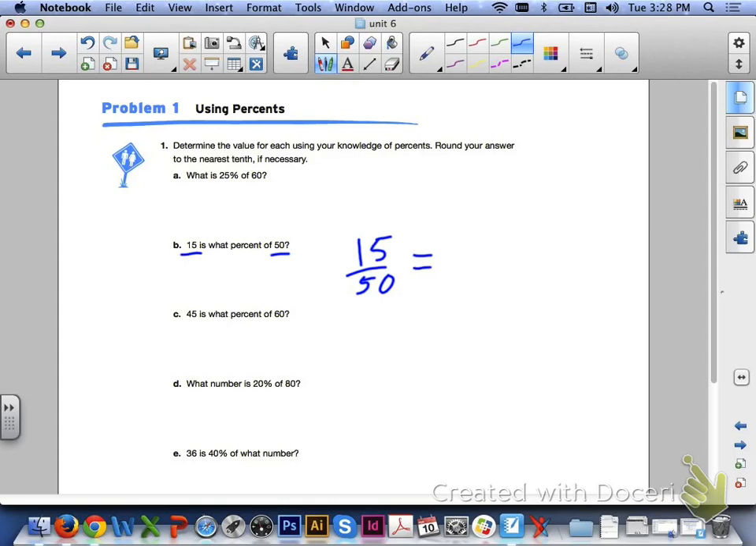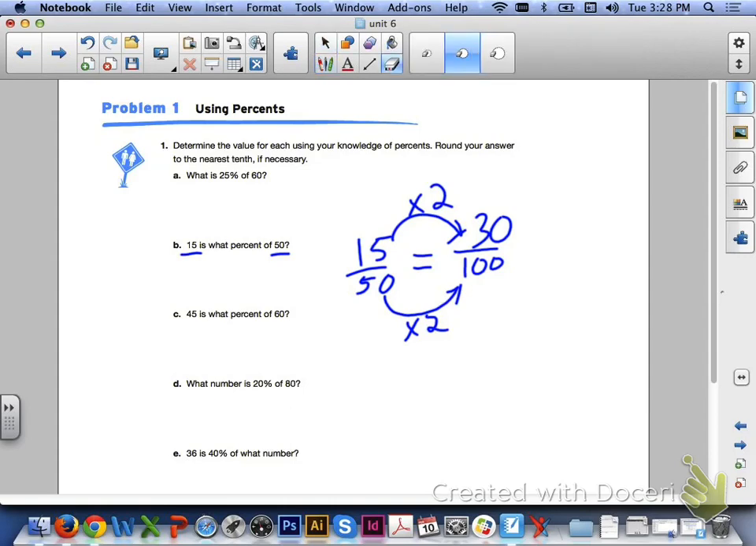50ths, I need to figure out what that equals out of 100. You go from 50ths to hundredths, I know I have to multiply by 2. So what I did to the denominator, I'm going to have to do to the numerator. So again, I'm going to have to multiply by 2. And 15 is what percent of 50? Well, we just proved that it is 30% of 50.